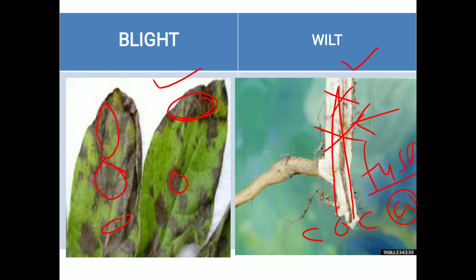Due to the blockage of both tissues, xylem and phloem, there is a complete stoppage of upward movement of water and food material. And due to this, the plant shows some kind of symptoms day by day. What are the symptoms shown by the plants? For example, drying of the leaves, and turgidity, that is the freshness of the plant, is completely reduced due to the unavailability of water. Then the color of the leaves changes from green to yellow. Such symptoms are observed, and that is called wilt.